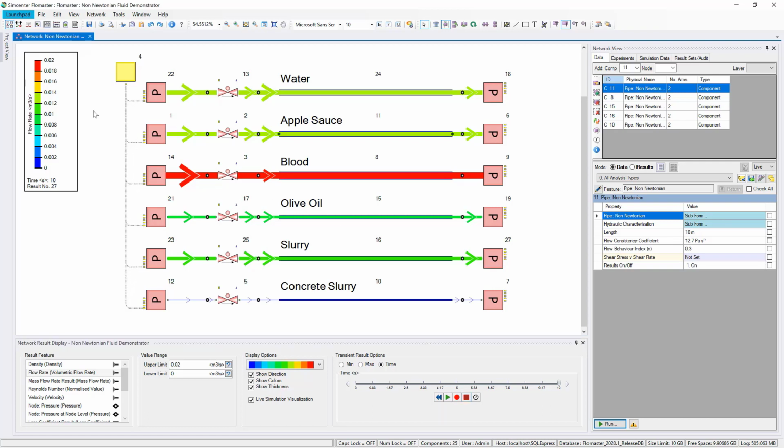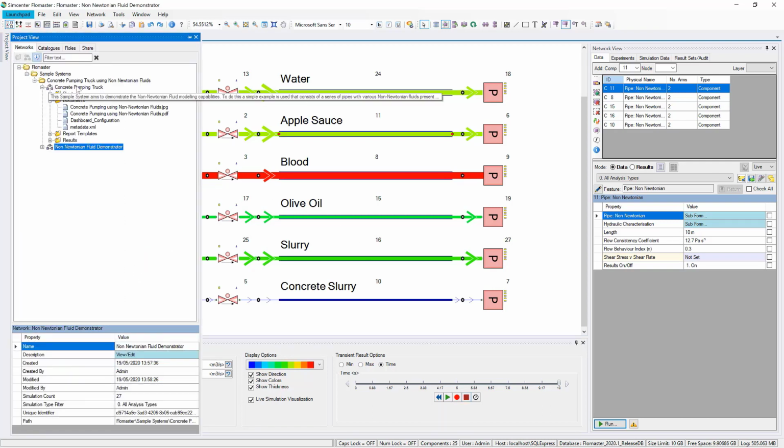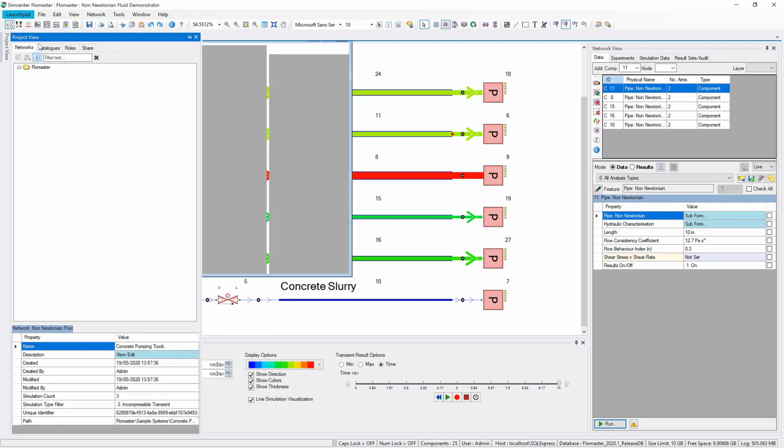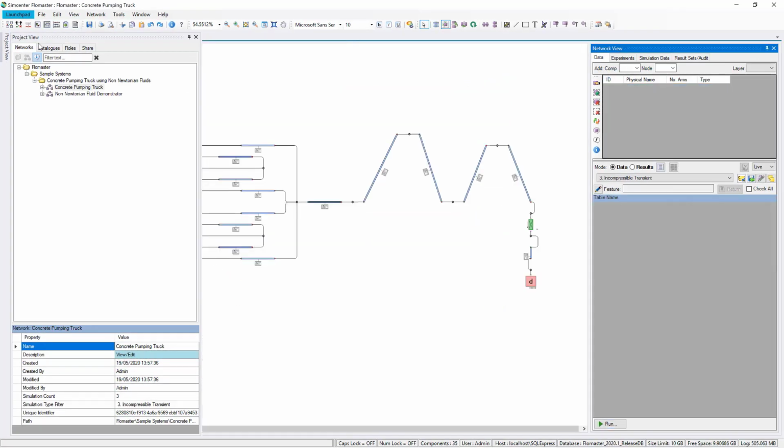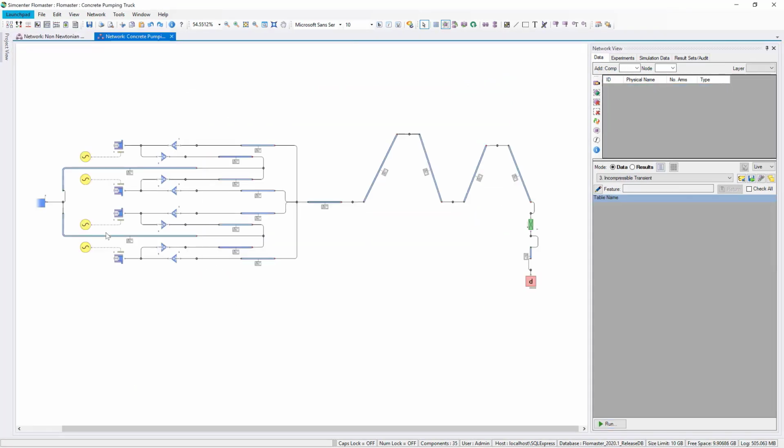We can now look at a slightly more complex example. To do this, we can use the concrete pumping truck, which is included in the sample systems that are built into SimCenter Flowmaster. This example represents a reservoir that concrete is poured into. It then has 4 cylinders and a series of check valves that drive the flow through the piping. This is all contained within the concrete pumping truck. The concrete slurry is then pushed through a series of concertinaed pipes in an arm that is used to deliver the concrete across a construction site.